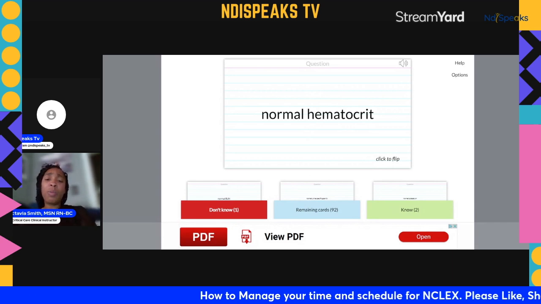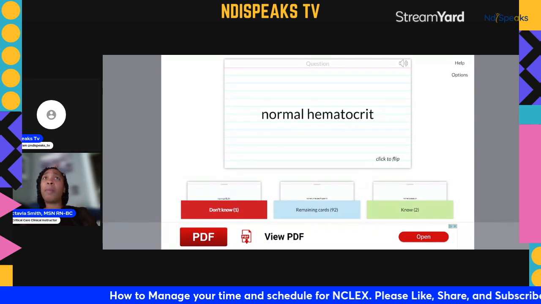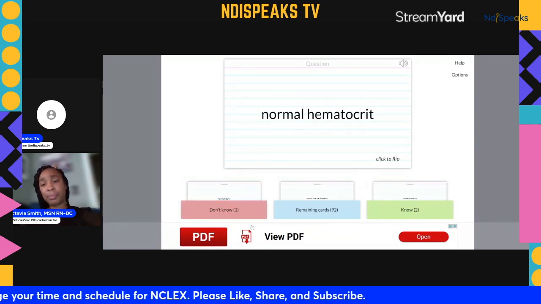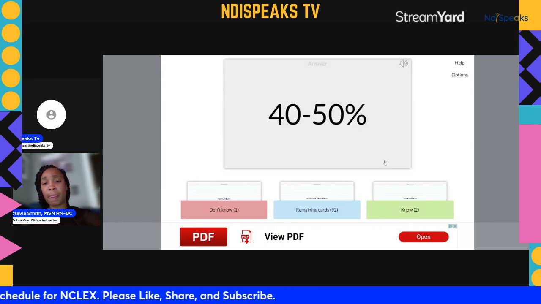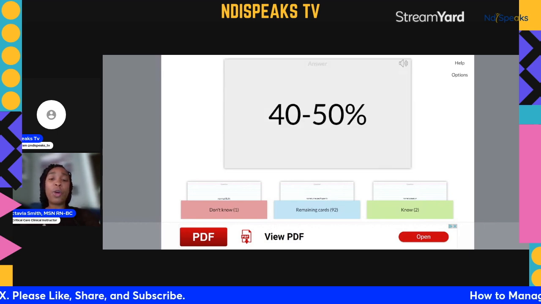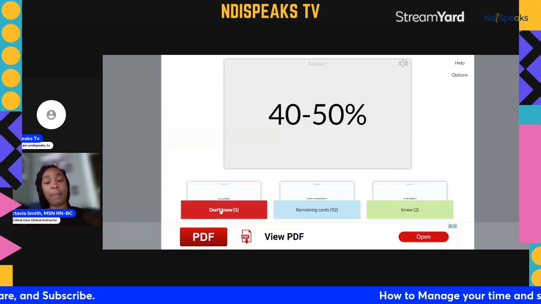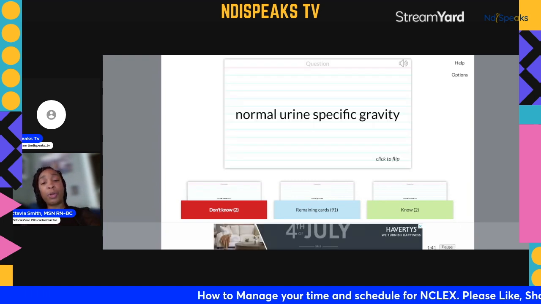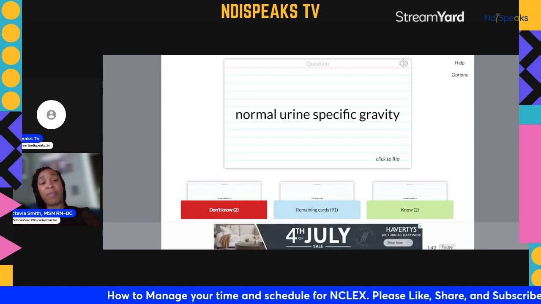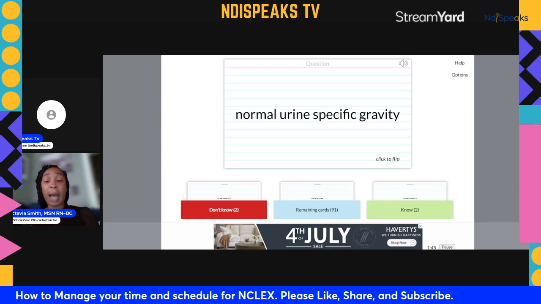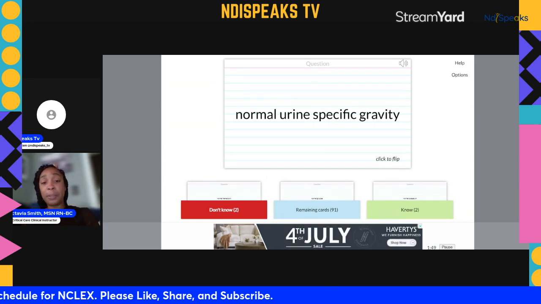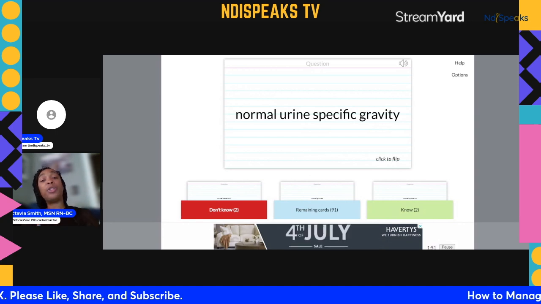Again, what's the normal hematocrit? I think it could be 12 to 15. I'm wrong. It's 40 to 50%. So I'm going to drop that down to don't know. Okay, so it lets you go through all of those different lab values. So if that's what your topic is for that day, or one of the topics that you're going to be studying, you can come here and do these flashcards.